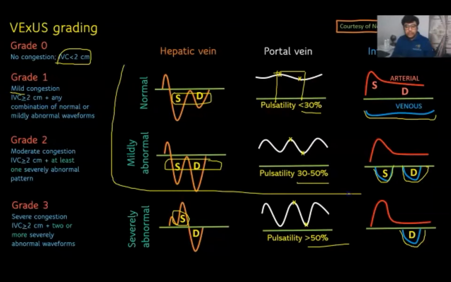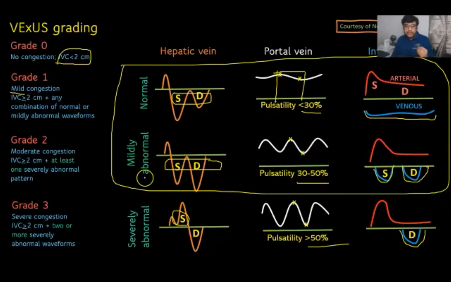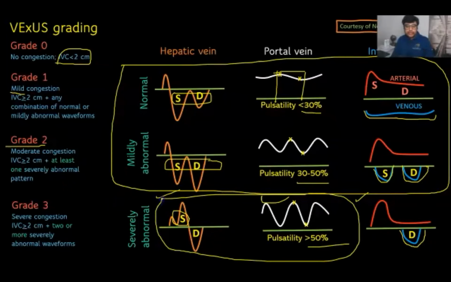And grade 1 is mild congestion, where you have a big IVC, but any combination of normal or mildly abnormal waveforms. So you have any of these waveforms here, normal or mildly abnormal. That means you don't have any severely abnormal waveform. And you call grade 2 or moderate congestion when the IVC is big, and you see at least one severely abnormal waveform. So out of these three here, if you have at least one of these patterns, then you call it grade 2. And if you have at least two of the severely abnormal waveforms, you call it grade 3 congestion or severe congestion. And this is the pattern that correlated the most with acute kidney injury in the original study.